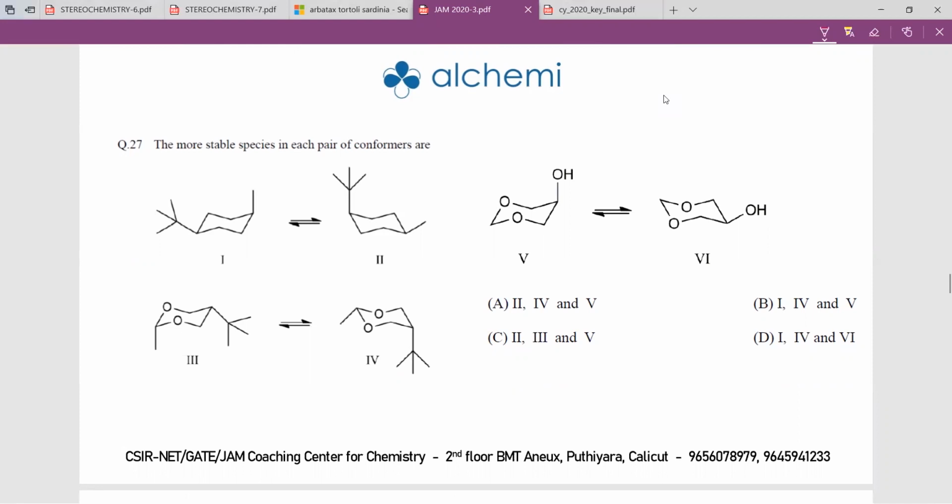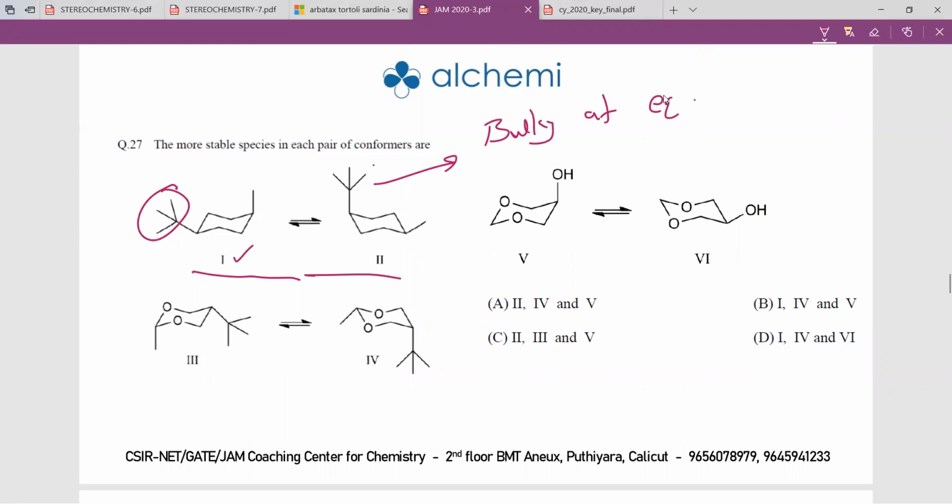If we compare the first 2 pairs, the idea is if you have cyclohexane systems and the cyclohexane system has bulky groups, the bulky group at the equatorial position is the most stable system. Bulky group at equatorial, that is a stable situation. Definitely you can see the bulky group is at the equatorial position in the first case. So first one is the stable one.